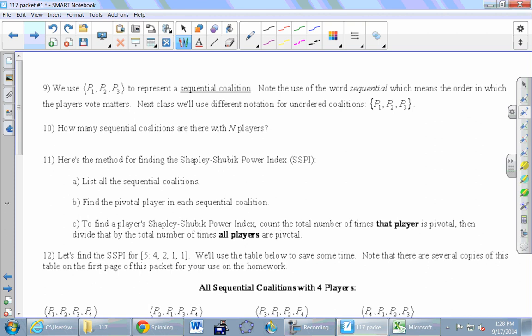Okay, number 9. So we use this notation here with the angled brackets, P1, P2, P3, to represent a sequential coalition. A sequence is just a list, but it's in a particular order. So if you see these angled brackets, that's our way of saying, okay, first is Tony, second is Monica, and third is Ricky, in that order. And then we could shuffle them and talk about a different order. But you see those angled brackets, that means the order is important.